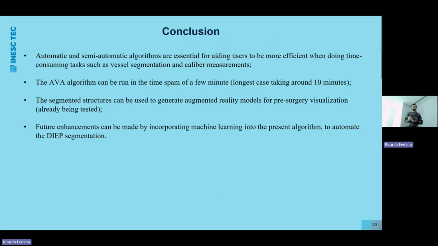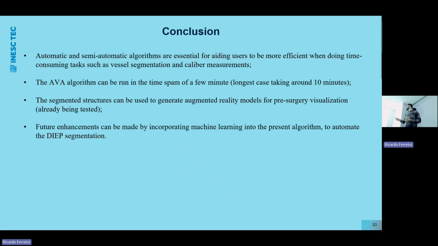So in conclusion, this algorithm and algorithms in general are very good, I would say very useful at helping the surgeons and the imaging team to be more efficient with their time, because we are talking about something that can be run in a span of a few minutes. The longest case that I segmented everything, even with a semi-automatic part, took me around 10 minutes to do. And when someone is segmenting it manually, it takes a bit more time.